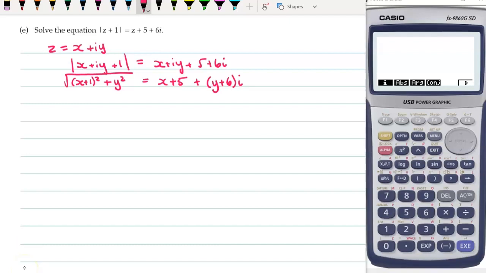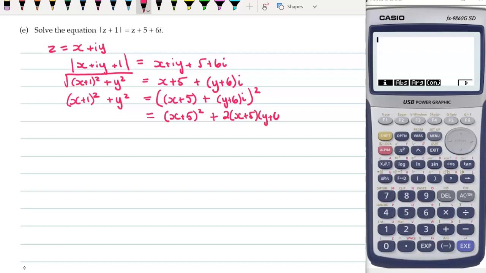Okay, now let's square both sides. Now think about this as being x plus 5 plus y plus 6 i, like this, and then we'll square that so we can treat them like two terms, make it a little easier in our working out. So this will be x plus 5 squared plus 2 lots of x plus 5 times y plus 6i plus y plus 6 squared i squared.